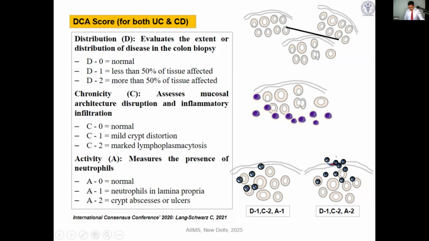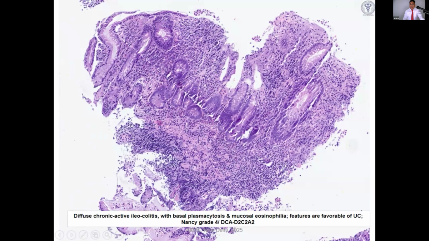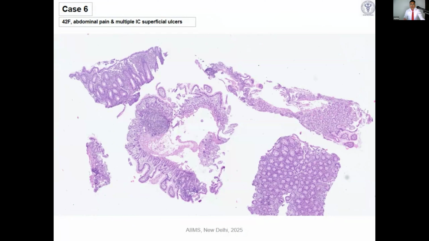So like this. In our case, what should be the grading? After writing all this, we have to grade, we know. So the histological activity is Nancy's grade 4 because there is ulcer, and it is diffuse involvement, D2. It is C2 because of the significant lymphoplasmacytic infiltrate, and there is presence of ulcers, so it is activity 2. So thus it should be graded.